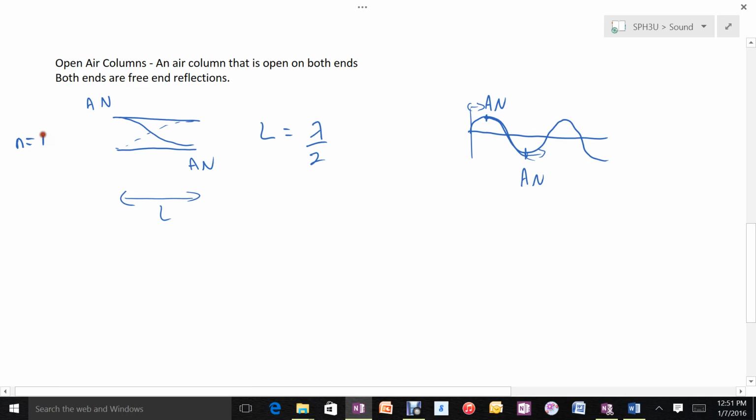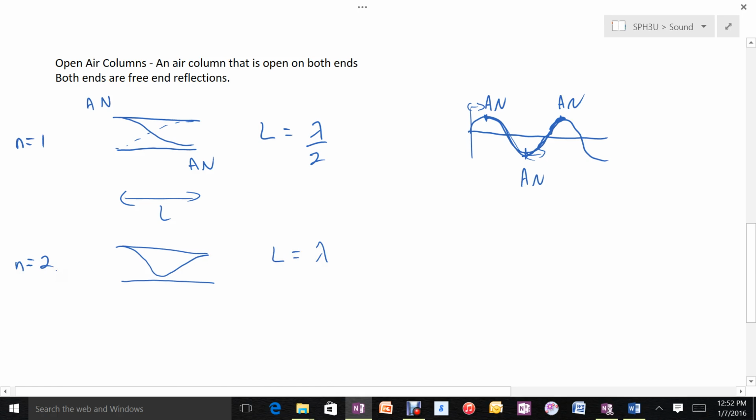That would be the n equals 1, the simplest, fundamental, first harmonic associated with an open air column. The second pattern has a starting antinode. We went to that antinode for the first pattern, so we've got to go back up to this antinode for the second pattern. This now represents one full wavelength, and so the length of this air column is the same as the wavelength. That's for the n equals 2 case.